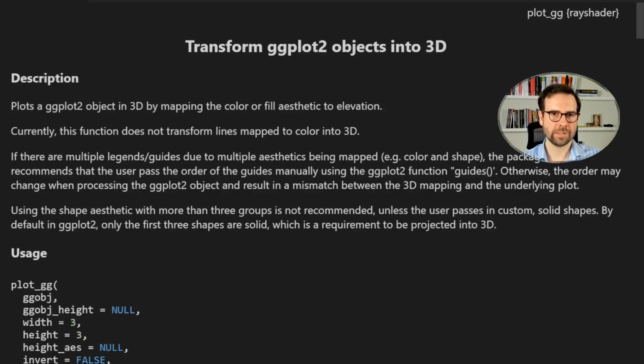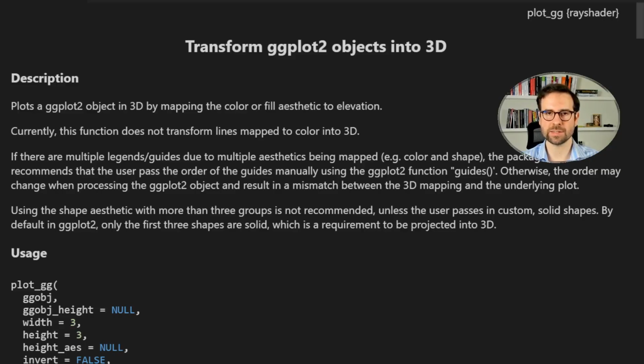Since I'm working in VS Code, a new window opened up within this editor with information on specifically plot_gg from the rayshader package, and it starts off with a description of this function. Basically, it tells you that using this function, you can transform your ggplot object into a rayshader object, so you can give it a 3D dimension out of a 2D plot.